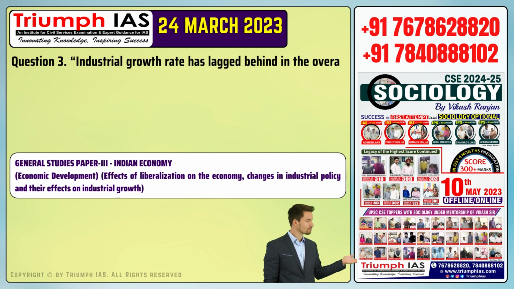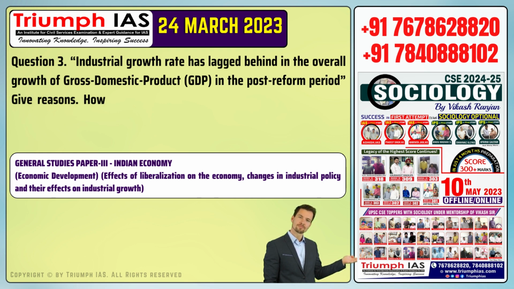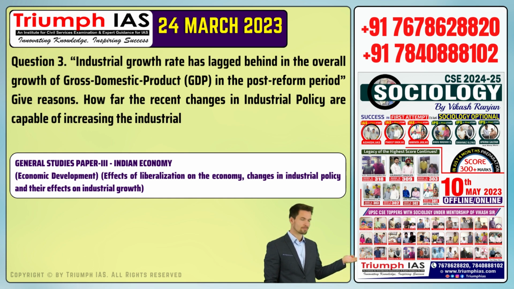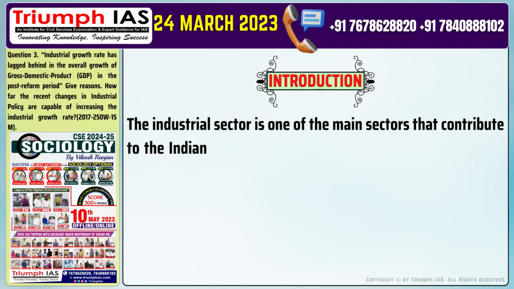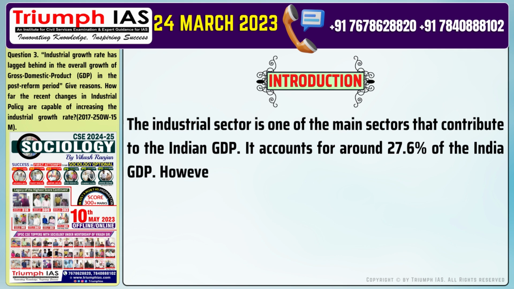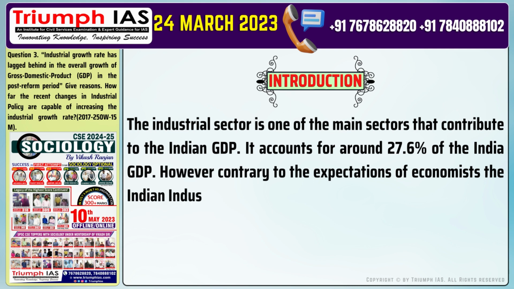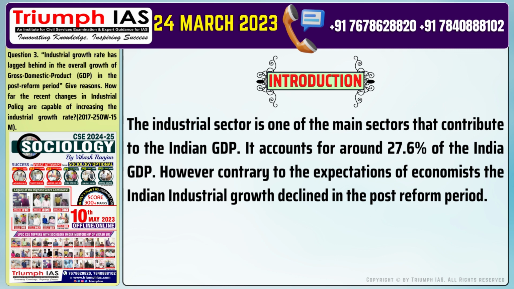Industrial growth rate has lagged behind in the overall growth of gross domestic product, GDP, in the post-reform period. Give reasons. How far are the recent changes in industrial policy capable of increasing the industrial growth rate? Let's start with the introduction of the answer. The industrial sector is one of the main sectors that contribute to the Indian GDP. It accounts for around 27.6% of the India GDP. However, contrary to the expectations of economists, the Indian industrial growth declined in the post-reform period.